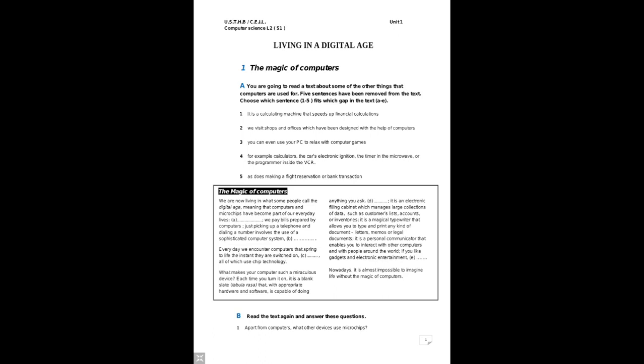I think this is it. The rest is just to be in present simple. It is an electronic device. It is a magical typewriter. Okay, that allows you. Again, present simple. So the negative form would be doesn't enable, does not enable you to interact with other computers and people around the world.